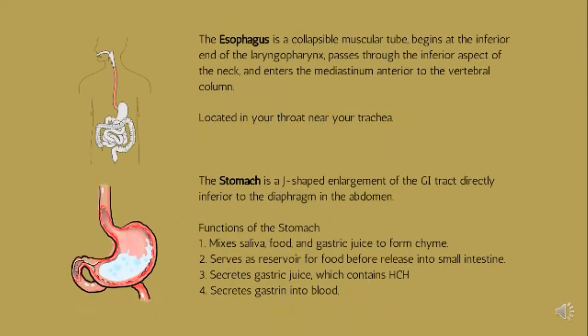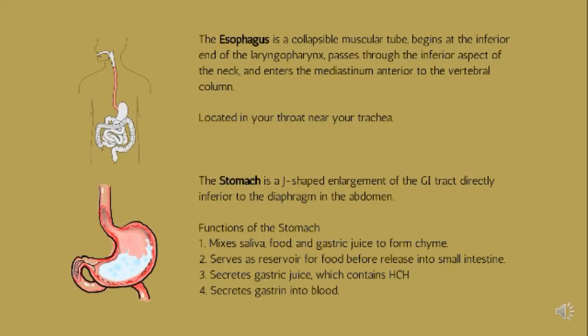The esophagus. Esophagus, meaning eating gullet, is a collapsible muscular tube. It is about 20 centimeters long and lies posterior to the trachea. The esophagus begins at the inferior end of the laryngopharynx, passes through the inferior aspect of the neck, and enters the mediastinum anterior to the vertebral column. The esophagus secretes mucus and transports food to the stomach.